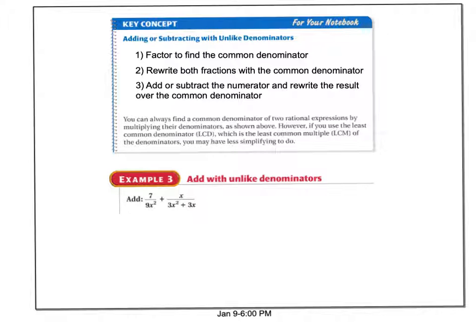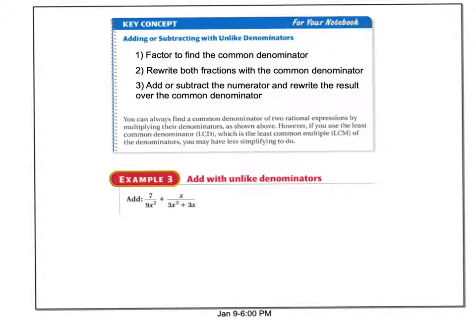Alright, let's look at example 3. I have the problem 7 over 9x squared, and to that we are adding x over 3x squared plus 3x. Your first job is to factor the denominators of both, because this second denominator here can be factored. Now this is where it can get tricky.